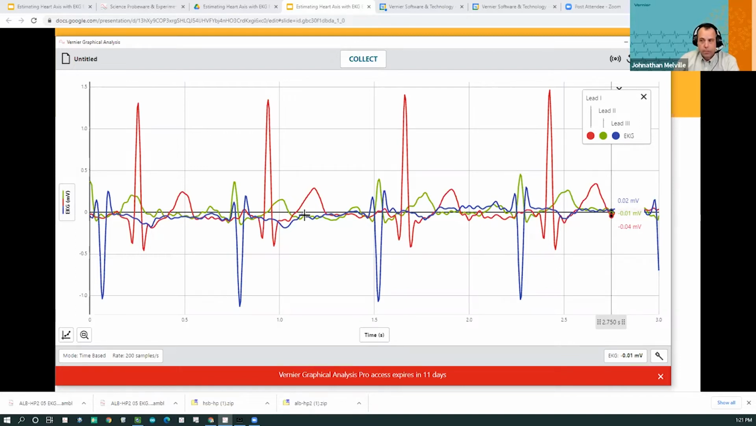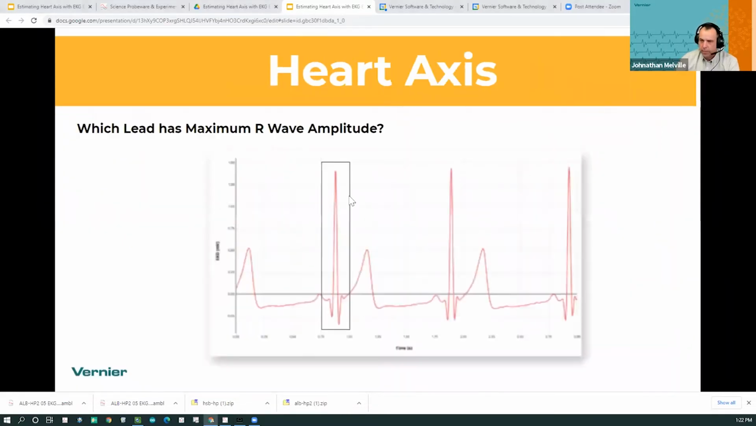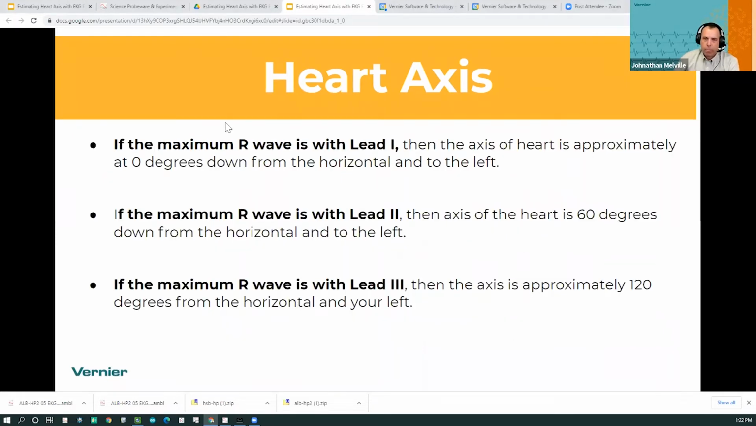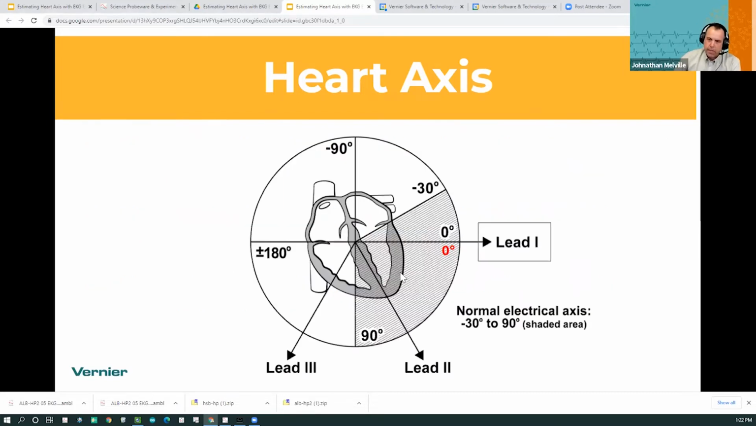So for my heart, which lead is it closest to? You should be able to see that the greatest amplitude of the R wave is right here. That's lead 1. It decreases quite a bit at lead 2, and it's actually negative for lead 3. So the maximum R wave is in lead 1, which means my heart axis is approximately 0 degrees horizontal from the left. That's approximate. That means my heart is tilted up a little bit over here.